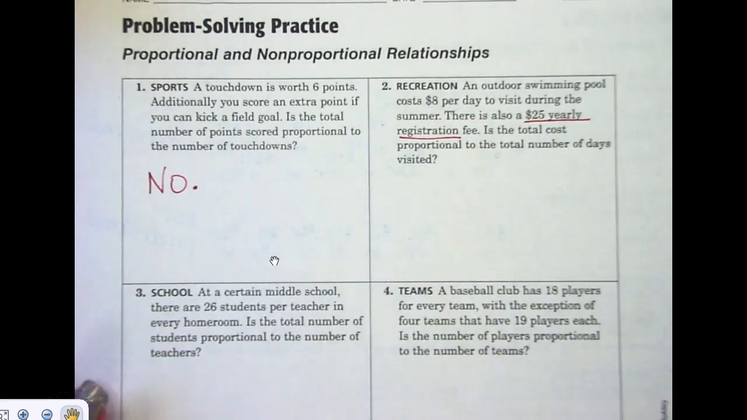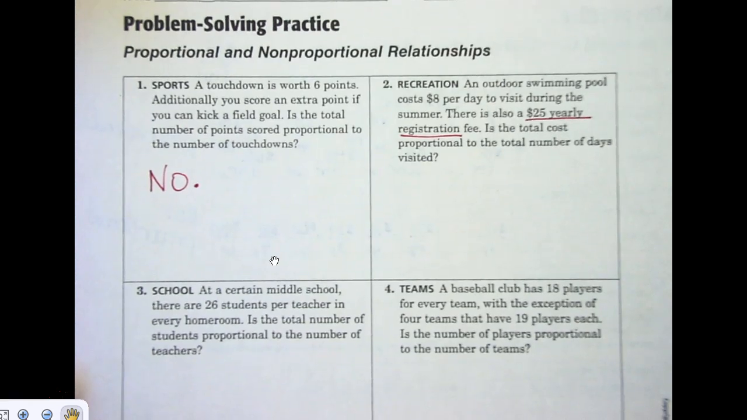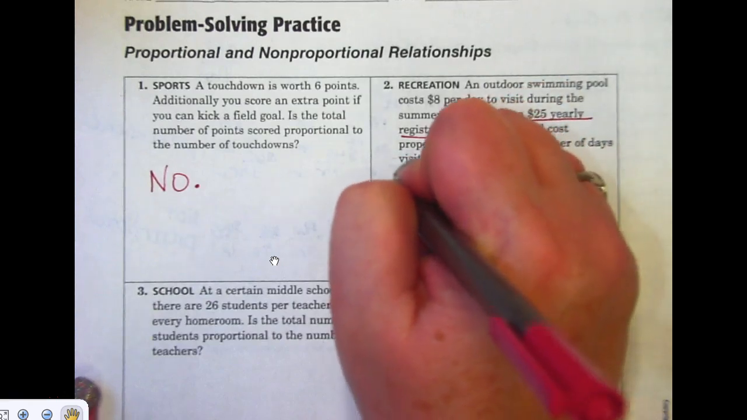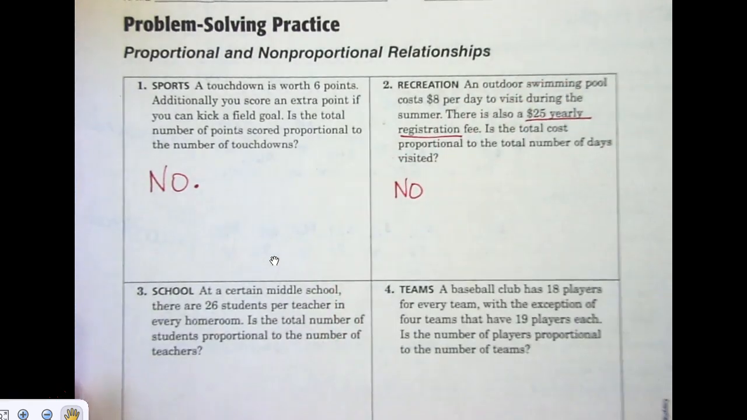So if you only went one day, it's going to be $8 plus $25. If you went 2 days, it's $8 plus the $25. If you went all 365 days, you would pay $8 and the one-time $25 fee. So that $25 registration fee means they are not proportional.